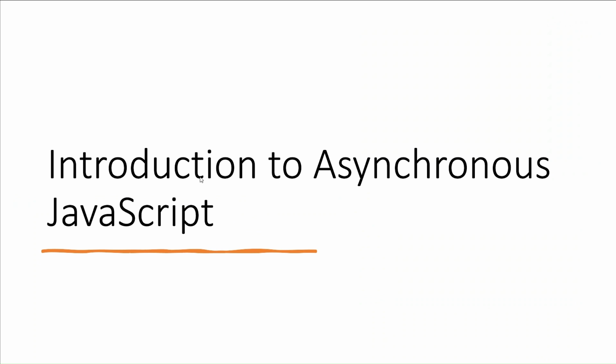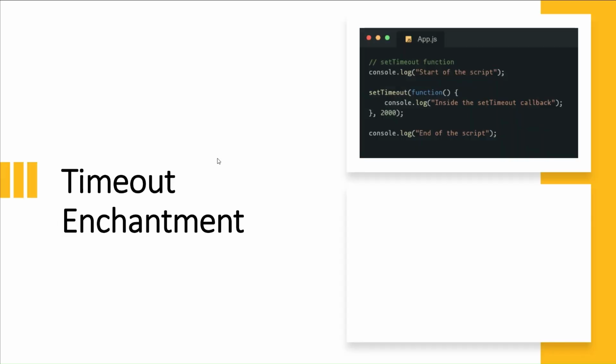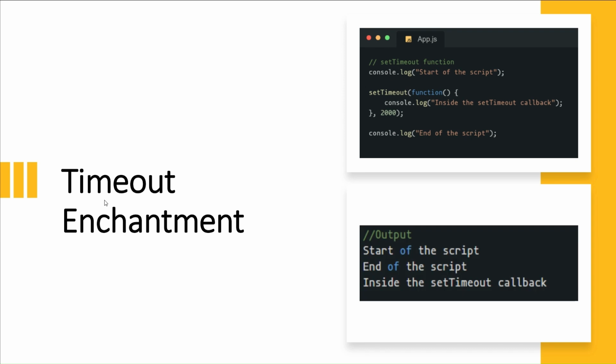Now, let's see how asynchronous code works in JavaScript. How to make your code handle tasks without waiting. Here is a small example of asynchronous code with the help of setTimeout. The setTimeout function is asynchronous. It schedules a function to run after a specified delay, allowing the script to continue running other tasks in the meantime. In this example, start of the script and end of the script are logged first, and then after a 2-second delay, the message inside the setTimeout callback is logged.